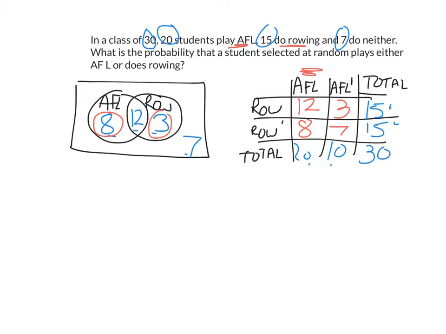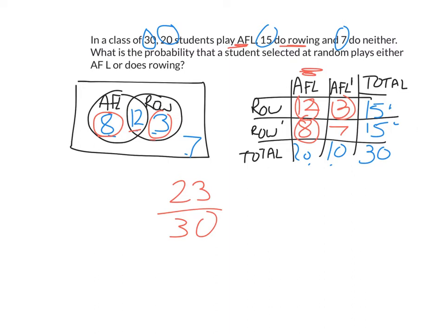Answering probability questions is easy. So it's a probability that a student either plays AFL or does rowing. In maths, when we say or, we pretty much always mean one or the other or both. So we mean what's the probability a student plays AFL or rows or both. Now we can get the answer from either the Venn diagram or from the table. So we've got 8 plus 12 plus 3, which is 23 out of 30, okay? And in the two-way table, it corresponds to these three numbers here. So the probability is 23 out of 30, okay?